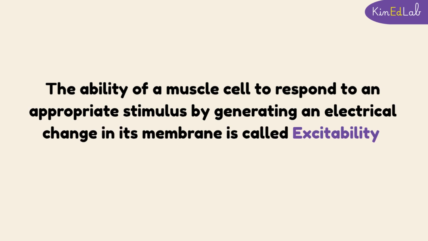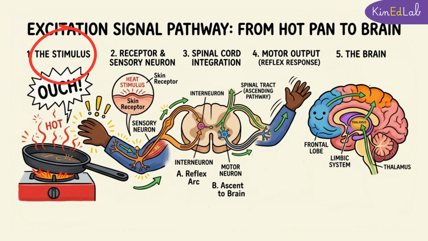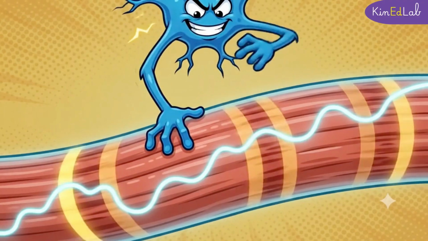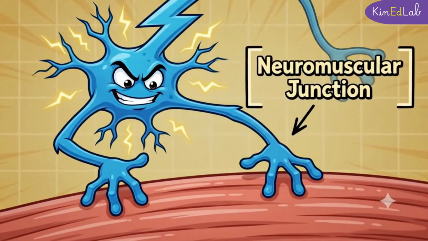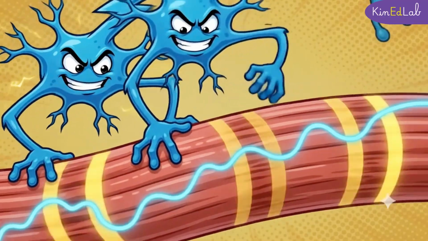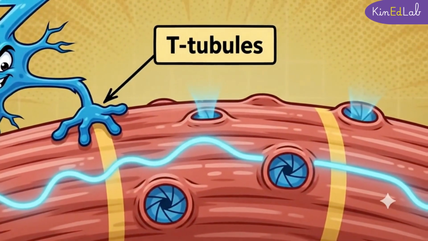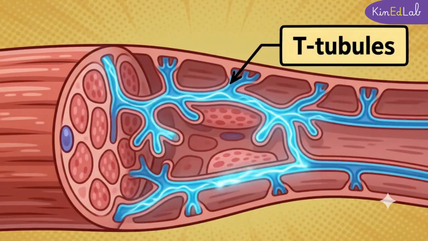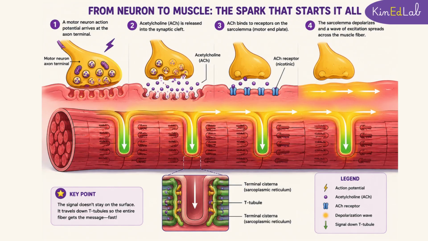And the process begins outside the muscle. Your sensory receptors detect the heat first. That information is converted into electrical signals and travels through a sensory neuron towards the spinal cord. Inside the spinal cord, the information is processed and relayed through a motor neuron. The motor neuron then carries the signal back towards the muscle. And when that signal reaches the neuromuscular junction, something remarkable happens. The motor neuron releases acetylcholine. Acetylcholine binds to receptors on the muscle cell membrane. This changes the electrical state of the membrane and generates an action potential. That electrical signal then travels along the muscle fiber and deep into the muscles through the T tubules.